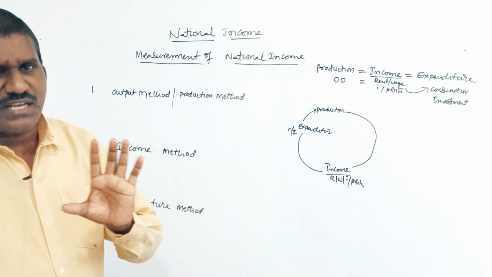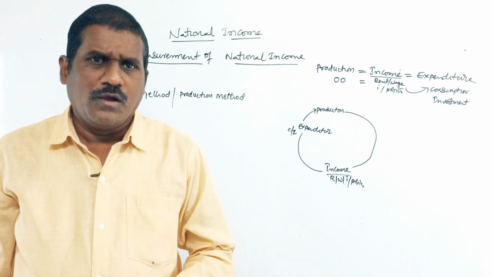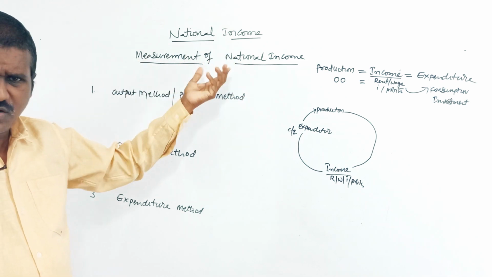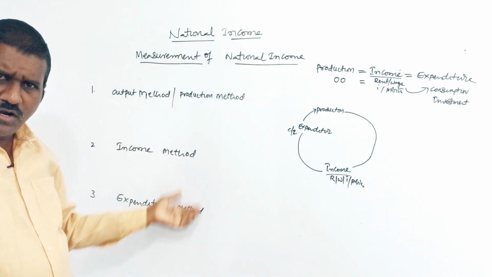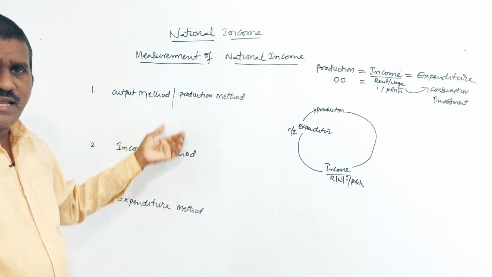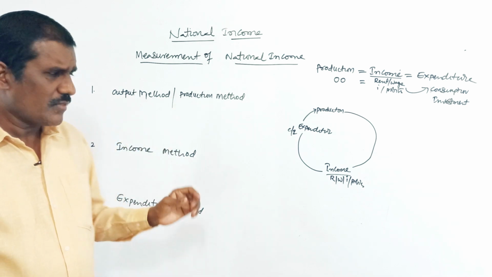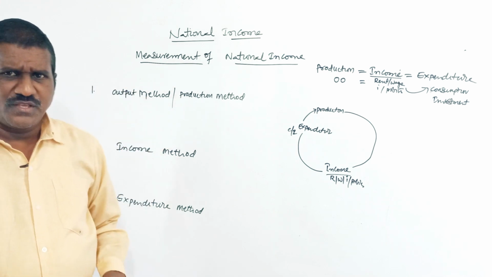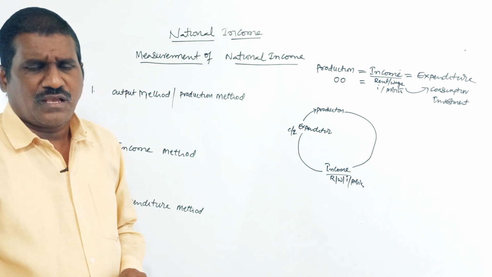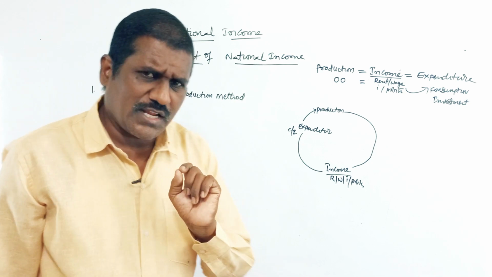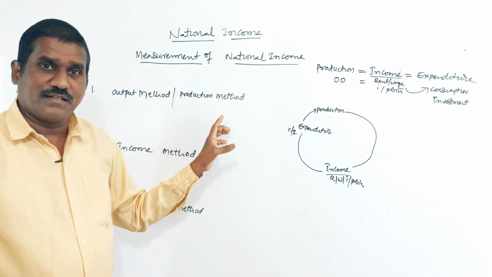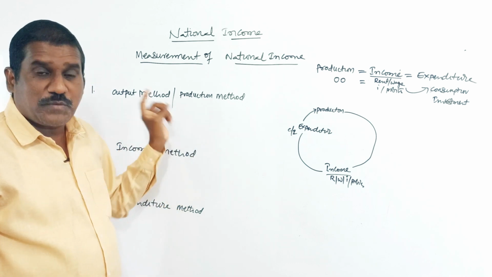So these are the three methods we have to follow to measure the national income in India particularly. Not only India, throughout the world there are three methods for calculating the national income. Here, output method or production method. Output method means the total income which is produced by the total population of the country is called the total output method.